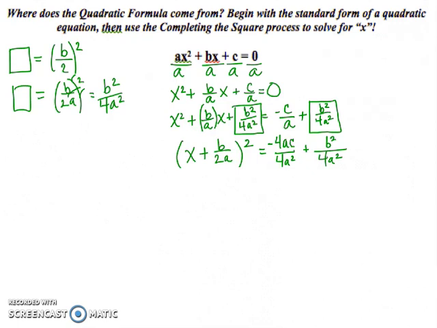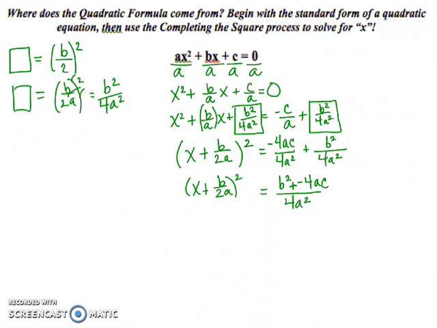Now I can go ahead and rewrite my right-hand side as one fraction. B squared plus negative 4ac. Hopefully this is starting to look a little familiar to you. Over here I still have my x plus b over 2a, squared.